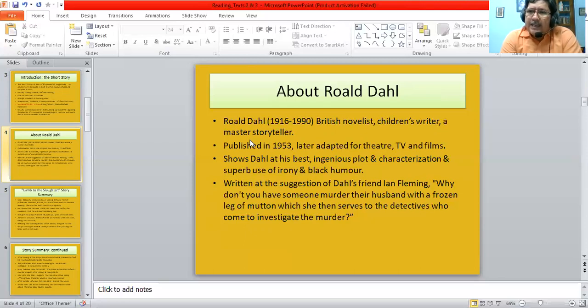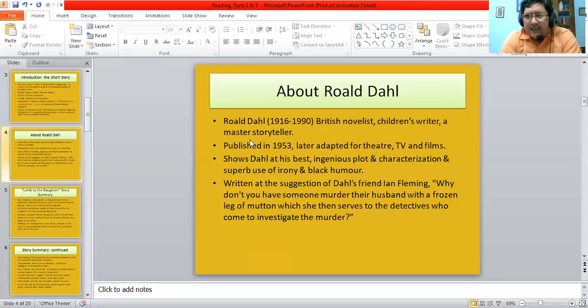Now, it has been said that the story was written at the suggestion of Dahl's friend, the writer and creator of James Bond, Ian Fleming. It is said that Fleming said to Dahl, "Why don't you have someone murder their husband with a frozen leg of mutton, which he then serves to the detectives who come to investigate the murder?"